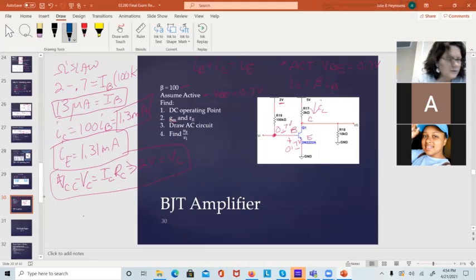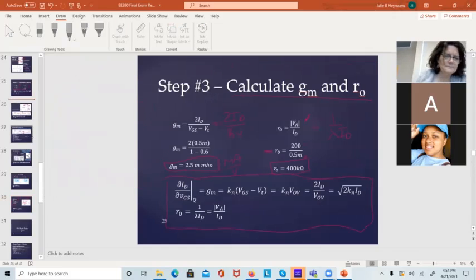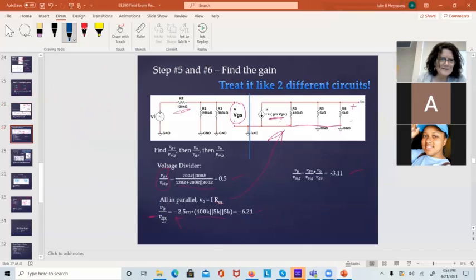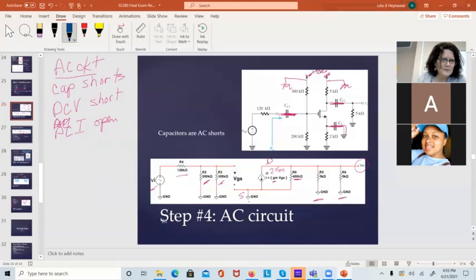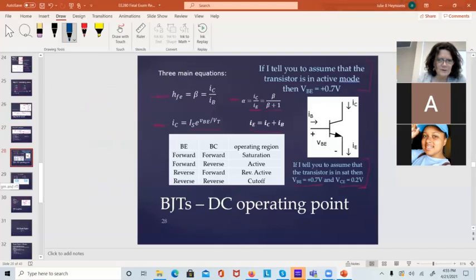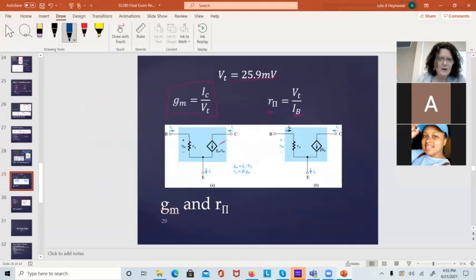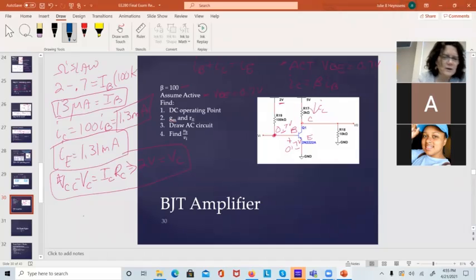Now we want to calculate GM and R pi, and we've done that. Where's our GM and R pi, the little thingy? Oh, there it is right there. GM's IC over VT. We've got IC. R pi is VT over IB. We found IB. We can just plug those in.